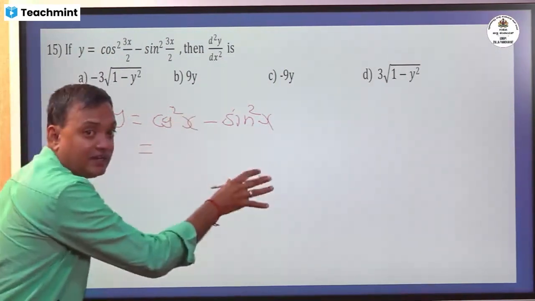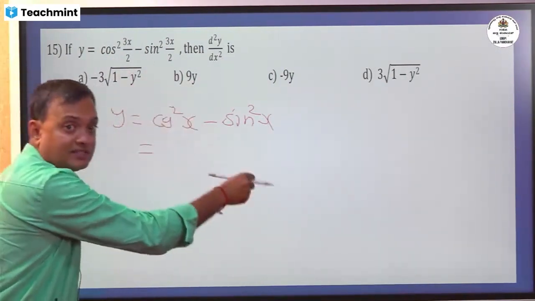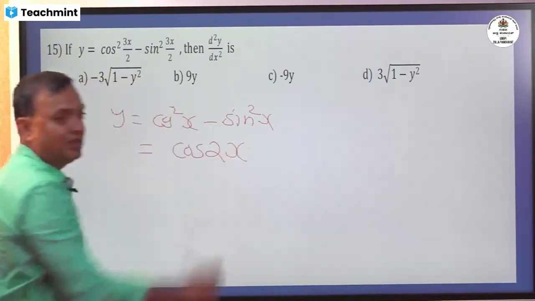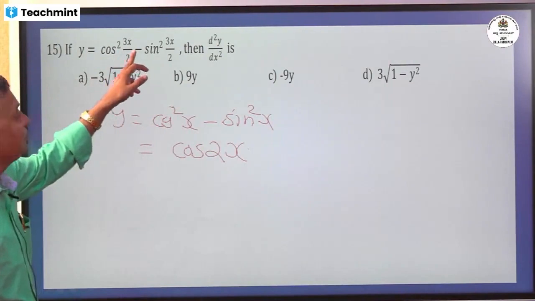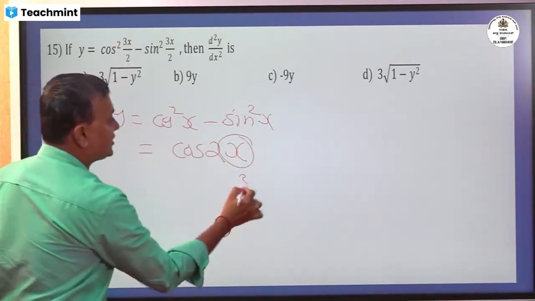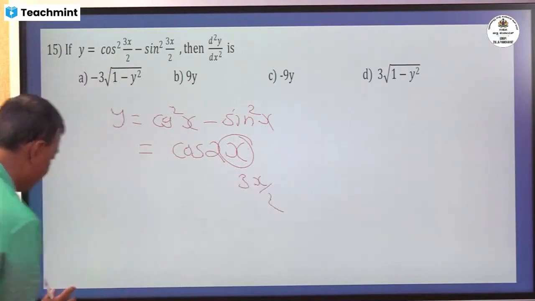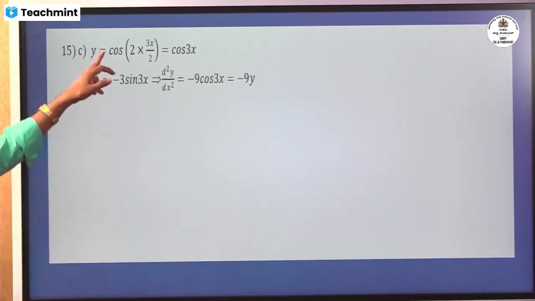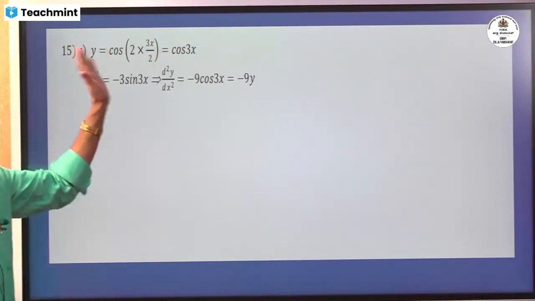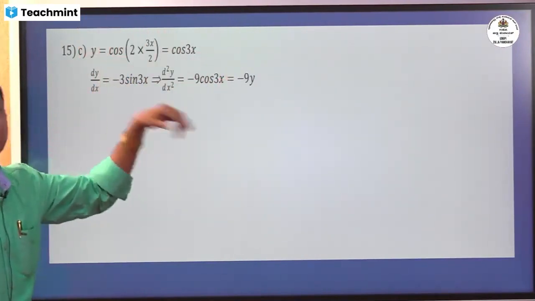This is not identity. Cos square x minus sin square x is cos 2x. Here, which one is x? This x is 3x by 2, correct? So y equal to cos of 2 into 3x by 2, cos 3x. So y equal to cos 3x, differentiate twice.